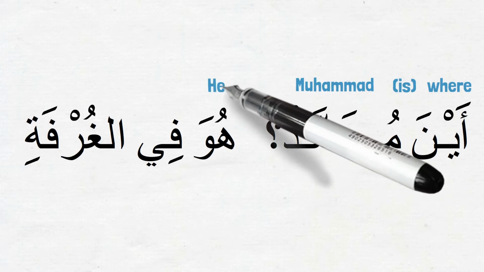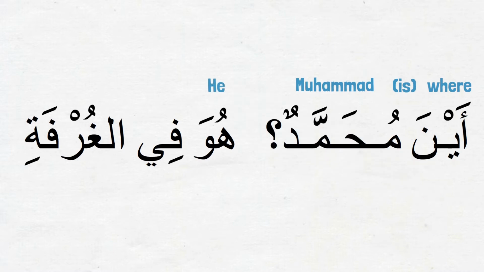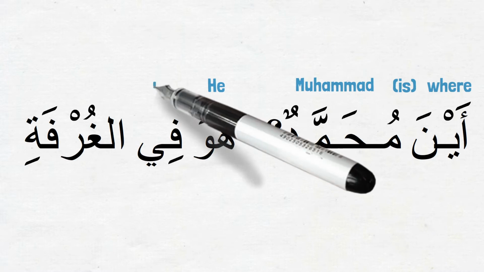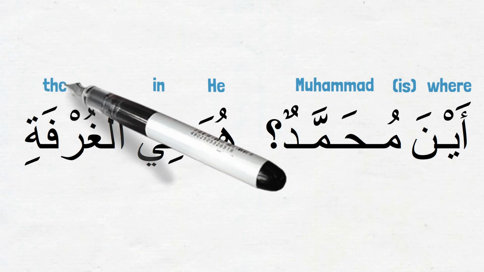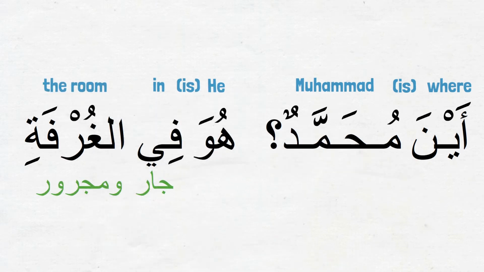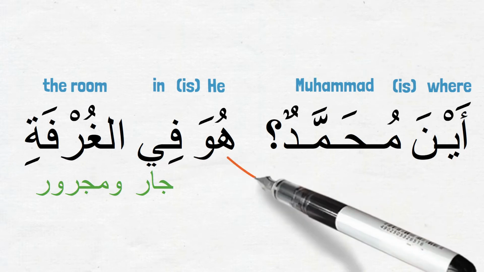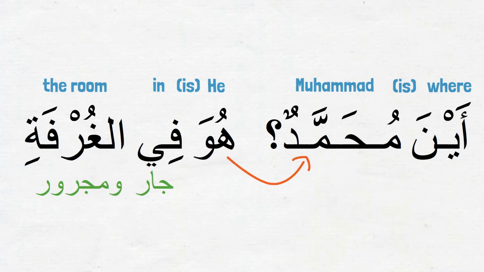Huwa is he. It is the pronoun used for the third person masculine singular. And then we've got harf jar fi, which means in. And the last word al-ghurfati, the room, is the ism majroor. Notice the pronoun huwa. Which word do you think it is coming in place of in this sentence? Muhammadun, right? So we could have said Muhammadun fil ghurfati. But to shorten the sentence, and since we already know whom we are referring to, we can simply use huwa instead and say huwa fil ghurfati instead of Muhammadun fil ghurfati.